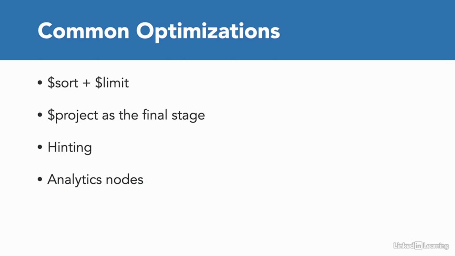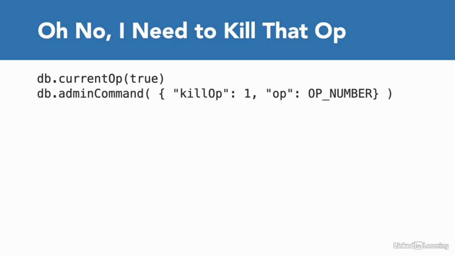Okay, one last thing. If you run aggregation pipelines and you notice directly that your deployment is slowing down, you may have to kill that operation. To do that, you use db.currentOp(true) to figure out which operations are currently running. And that will also return an operation number for each operation. Then you can use the db.admin command to perform a kill operation for that running operation.